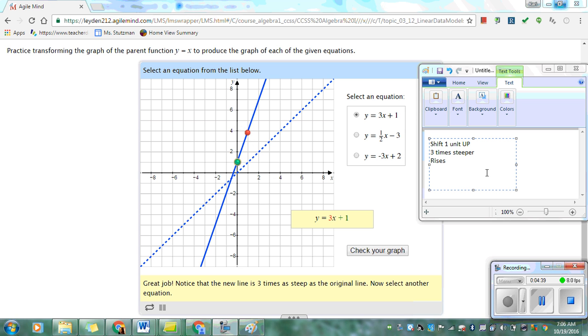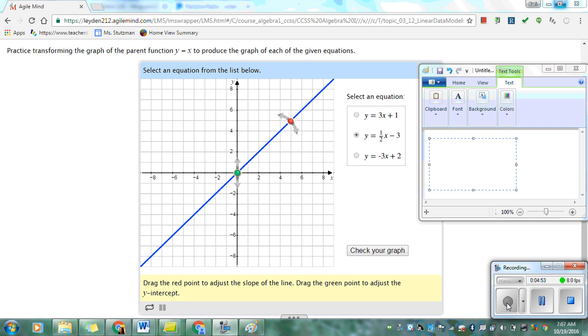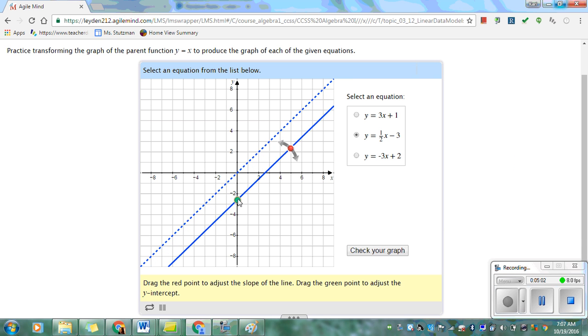Again, these are the 3 transformations that occurred from the parent graph to the line y equals 3x plus 1: shift 1 unit up, 3 times steeper, and rises. Now I need to graph the line y equals 1/2 x minus 3 and see how that changed. My y-intercept is negative 3, so I need to move my start down 3. The 1/2 tells me that I need to go up 1, right 2 units, and check my graph.